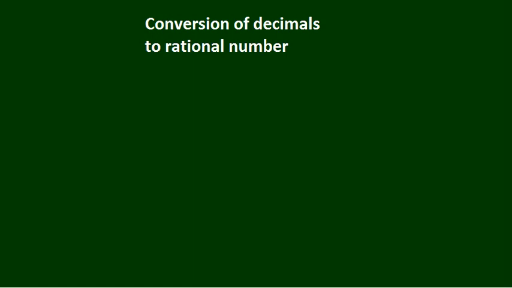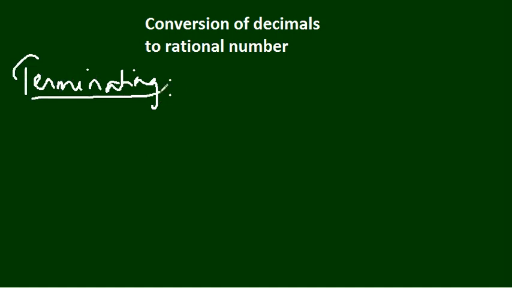So first of all, we'll take examples from terminating decimals. Terminating is very easy. You don't need much explanation for this. Rational number means I need to put it in the form of P over Q, and always try to write your final answer in the simplest form. So let me quickly take one or two examples.